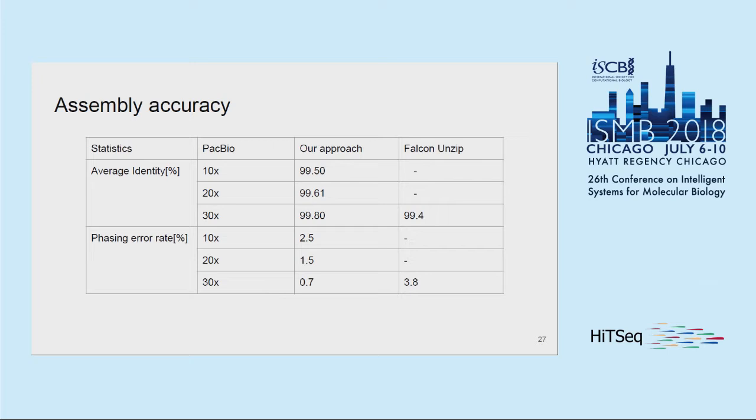So the main reason behind this is that we use the Illumina data as a backbone, and also our model is good enough to correct the PacBio sequencing errors. Furthermore, similar behavior is seen in the phasing error rate. We see that we can deliver the assemblies with a phasing error rate of around 0.4%.